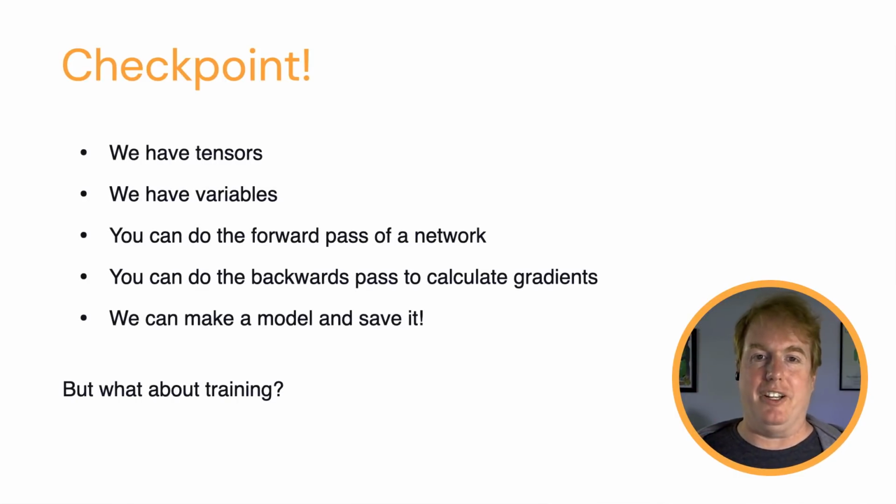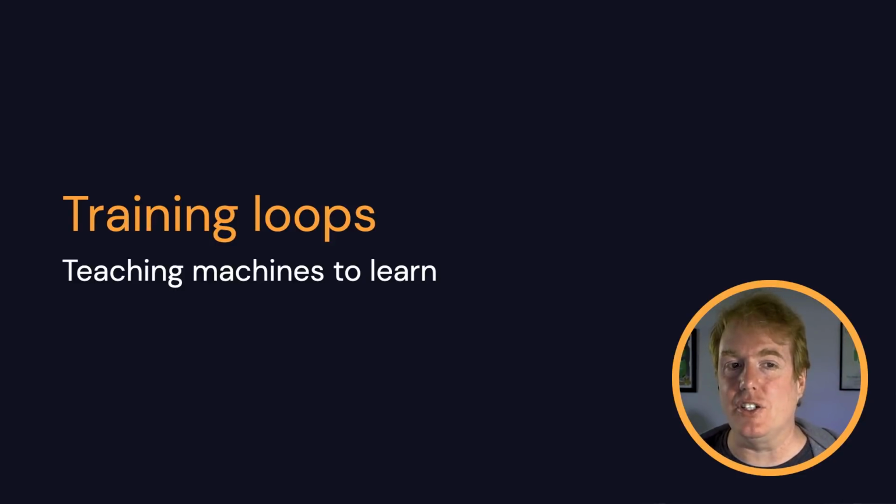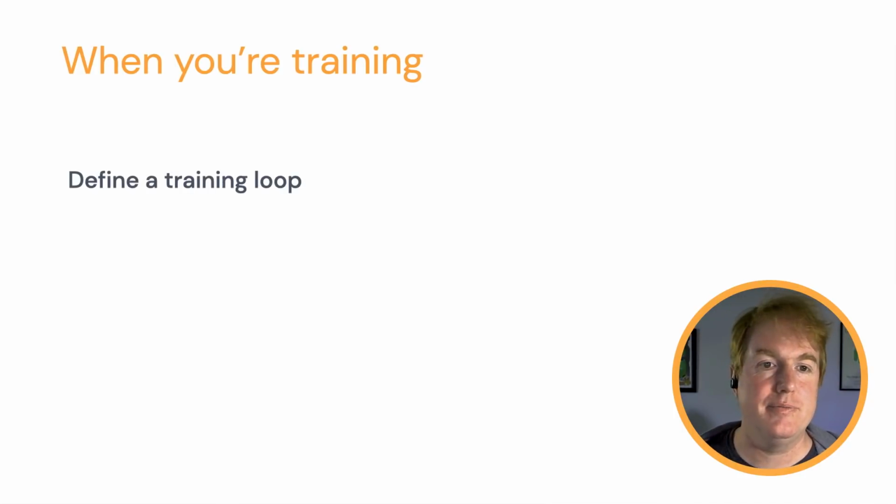So we're back to our checkpoint. We have tensors, we have variables. You can do the forward pass of a network. You can do the backwards pass to calculate gradients. And finally, we can make a model and save it. So all we have to do now is train. So let's talk about training loops.